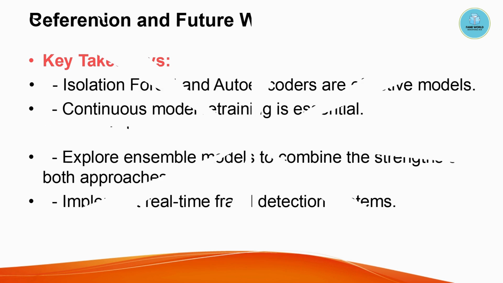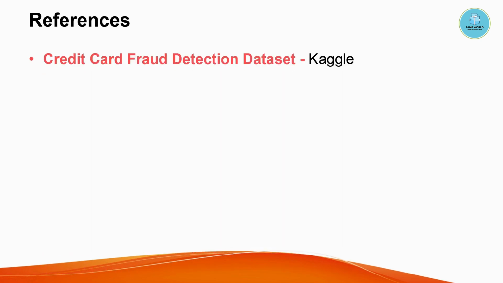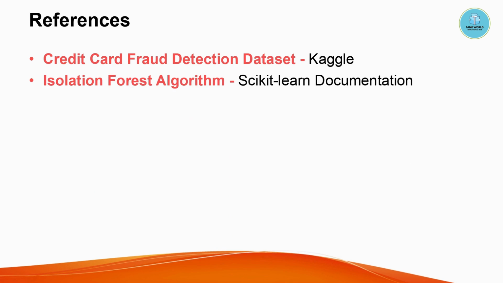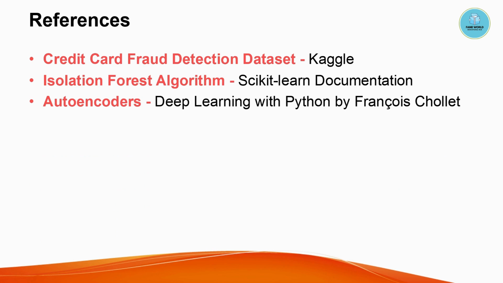Thank you for watching till the end. If you'd like to learn more about the dataset, algorithms, and techniques discussed in this video, here are the references used in this presentation. The credit card fraud detection dataset can be found on Kaggle, while the isolation forest and autoencoder algorithms are well documented in scikit-learn and Deep Learning with Python by Francois Chollet. Please feel free to check them out for more in-depth details.